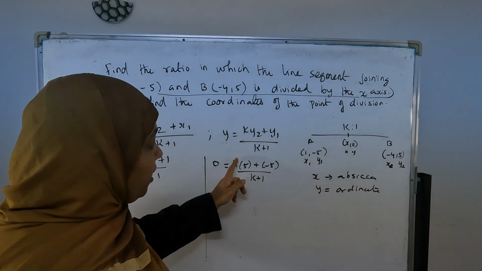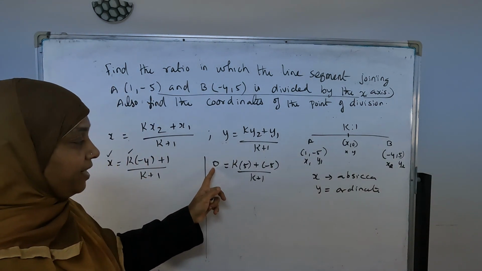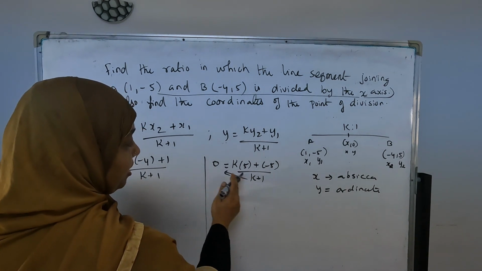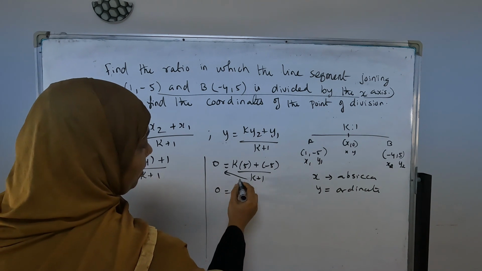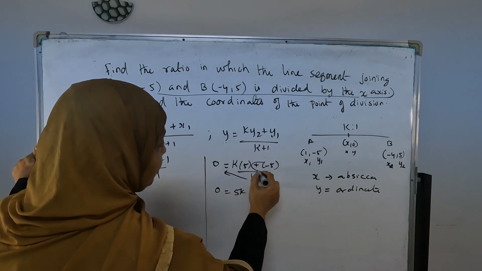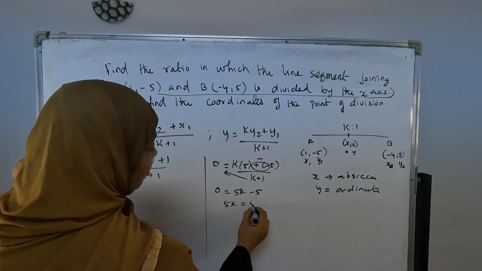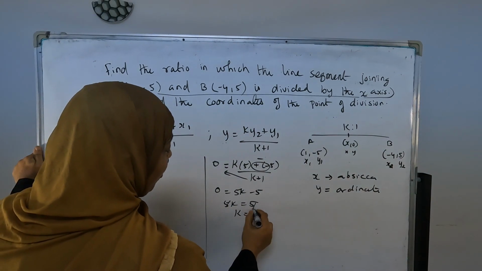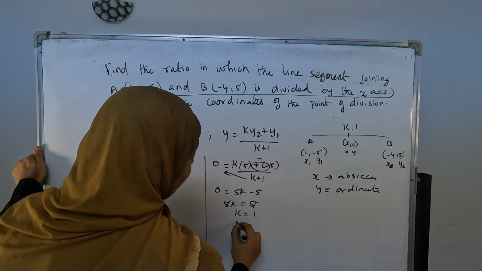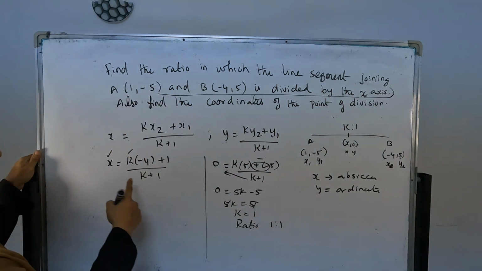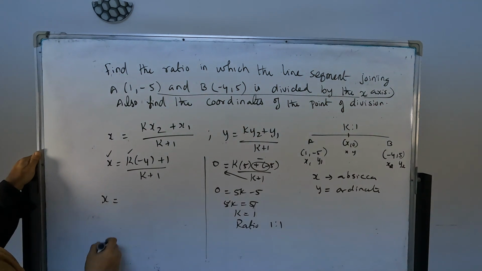Use this one because there is only one unknown variable and the left-hand side is 0 for us. So it is easy to solve. Bring the 0 here: 0 into k plus 1 is 0, 5k plus into minus 5. Bring the 5 here, so 5k is equal to 5, k is 1. That means the ratio is 1:1.